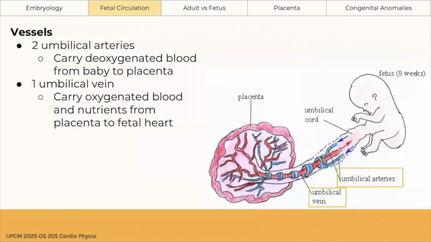So first are your vessels. You have two umbilical arteries and one umbilical vein, as mentioned before. Your arteries will carry deoxygenated blood from the baby to your placenta, while your vein will carry oxygenated blood. Note the color in the drawing, it's red. Will carry oxygenated blood and nutrients from your placenta to your fetal heart.